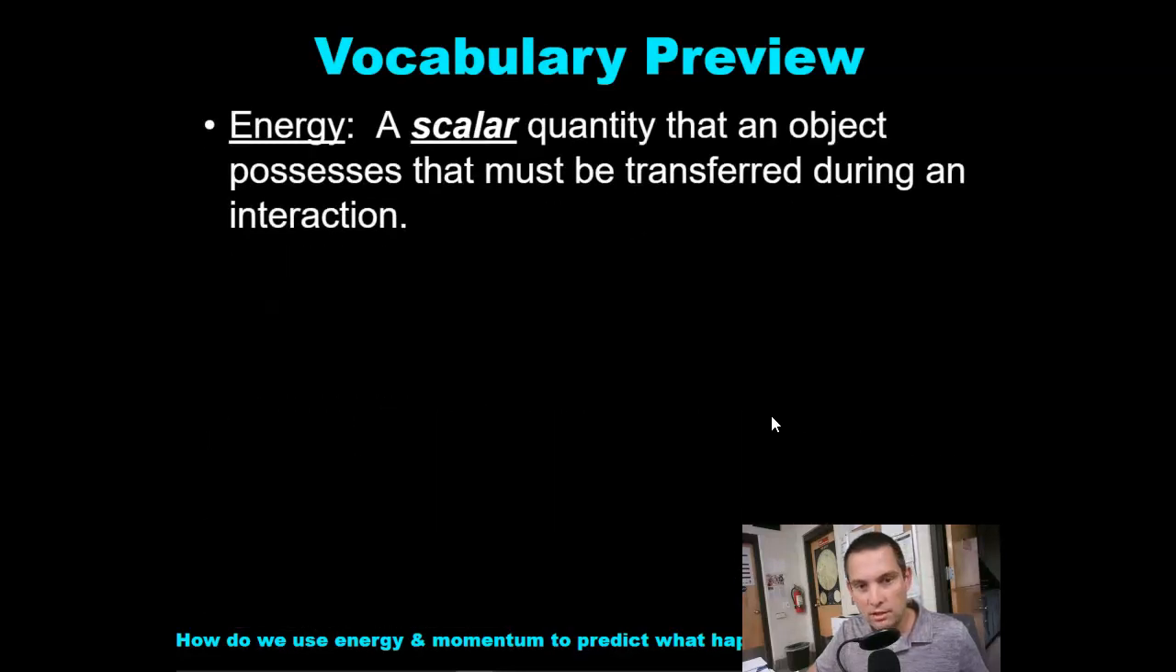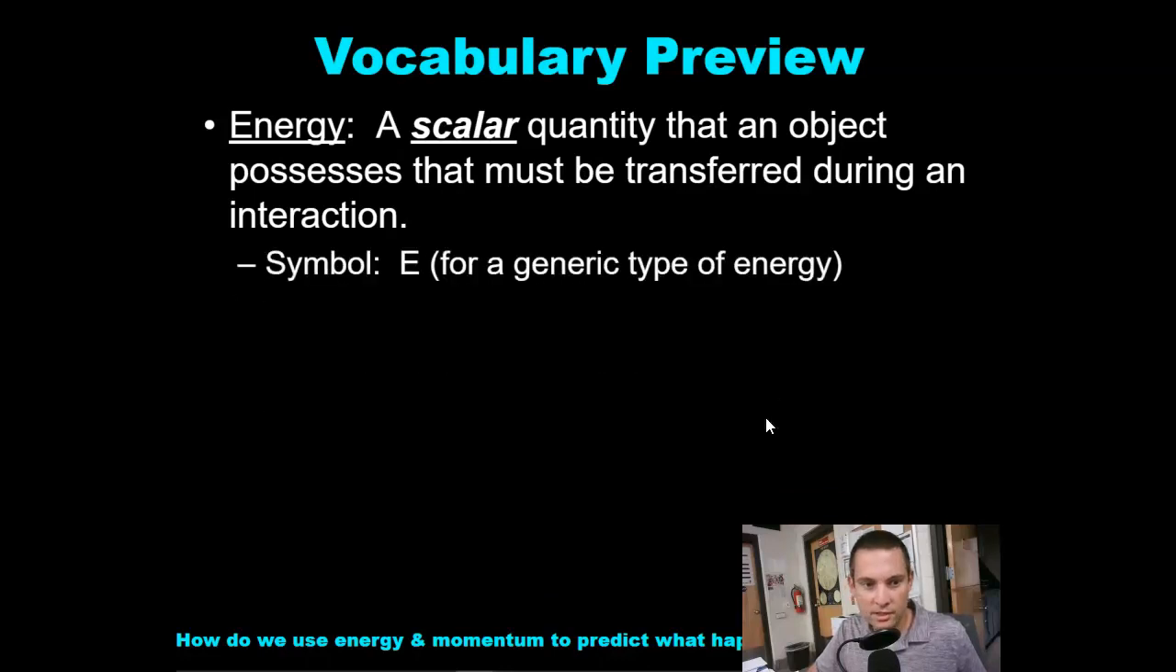We've got energy. Energy is a scalar quantity that an object possesses that must be transferred during an interaction. Remember, scalar just means that there is no direction associated with it. There is one kind of energy that will seem like it has a direction, where it's negative, but we'll talk more about that. For right now, you're not going to be dealing with negative energy. Later in the year. E is the symbol.